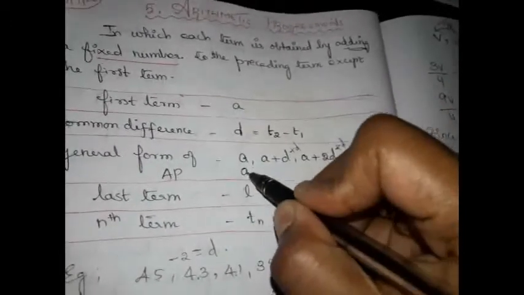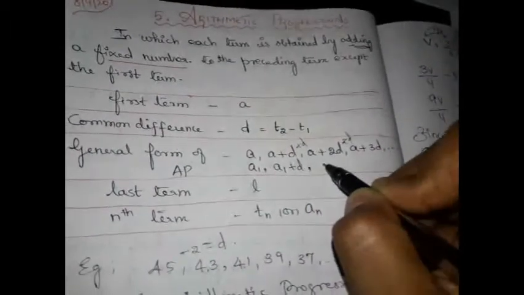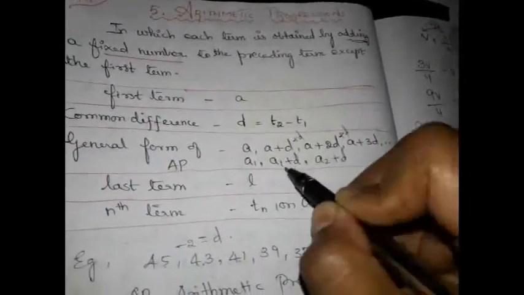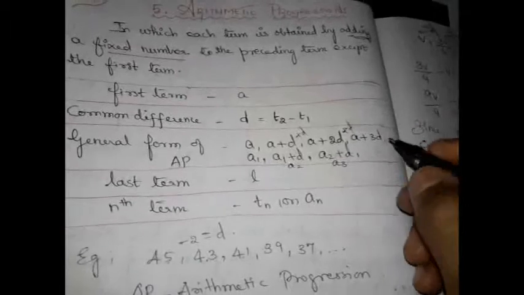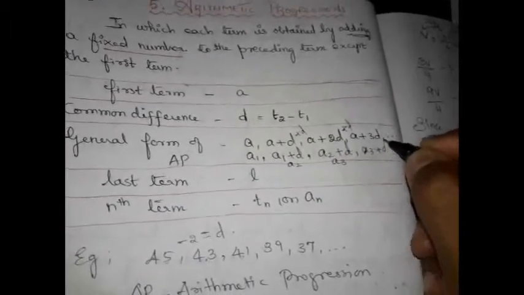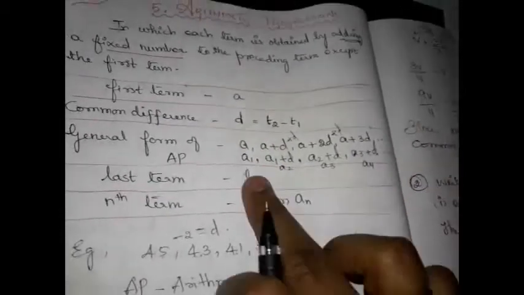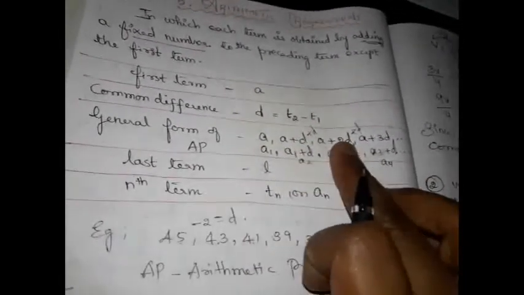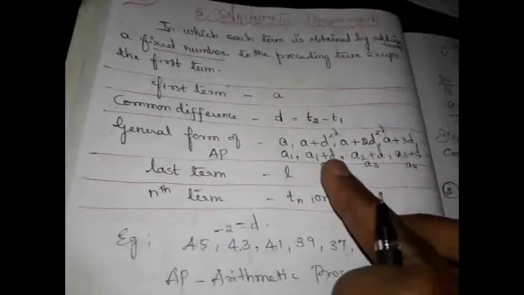Or else you can write it as A1, and the next term is going to be A1 plus D, which is your A2, then A2 plus D, which is your A3, and the next term is A3 plus D, which is your A4. Likewise you can write, but when it comes to the general form of an AP, we will use the notation A, A plus D, A plus 2D, A plus 3D, etc. And if it is a finite AP, the last term we will denote by L, and the nth term as AN or TN, right?